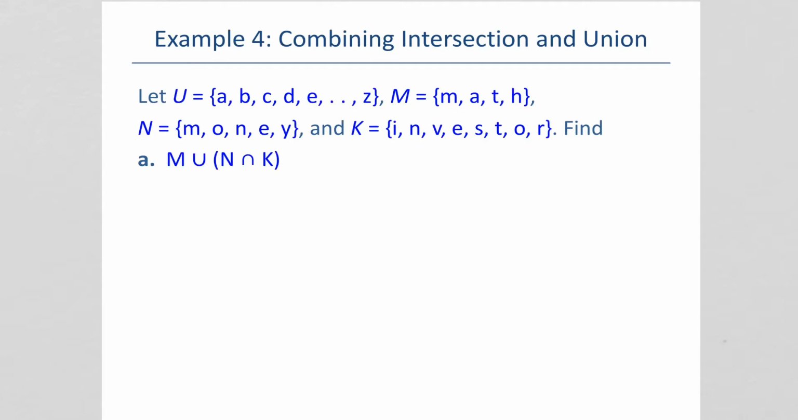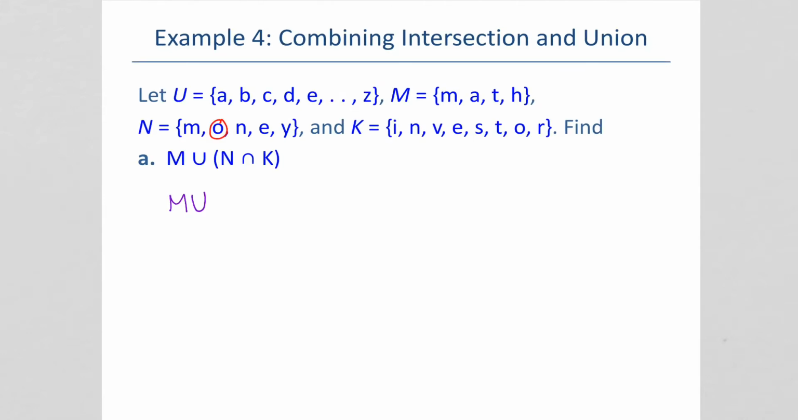So just like with order of operations, you want to start with what's in parentheses. Okay, so the intersection of N and K. So what they have in common. Let's see, no M, there's O in common, there's N in common, and an E. I believe that's it.